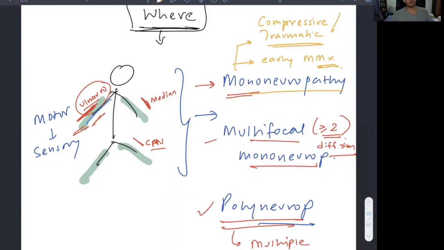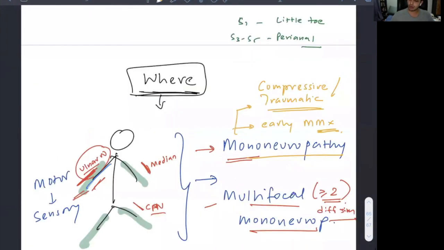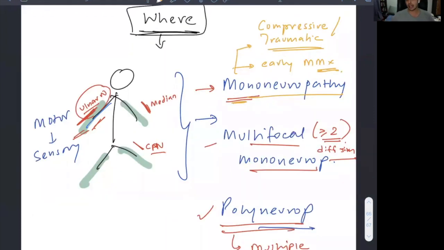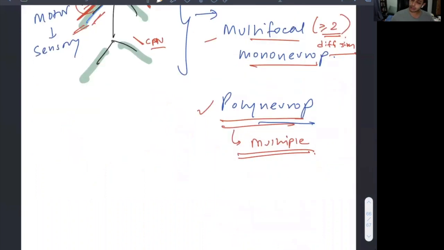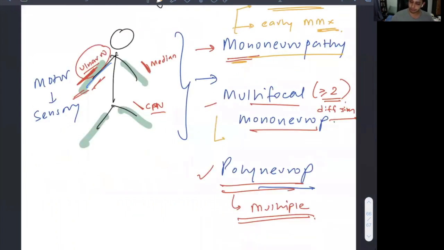That is a multifocal mononeuropathy. So sometimes in an early stage of a multifocal mononeuropathy, the patient may come with only one nerve involvement. But eventually, gradually, there are other nerves also getting involved. Now, what are the causes of multifocal mononeuropathy?